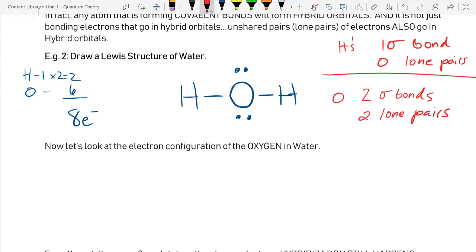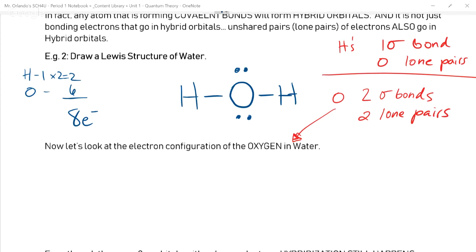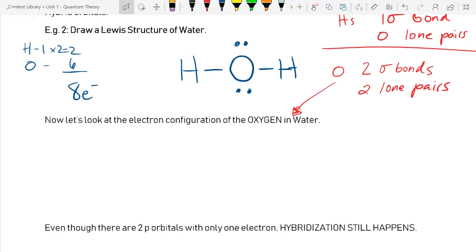And so what I want to do is draw an electron configuration of oxygen to see what it looks like. I could also draw an electron configuration of hydrogen. It'd just be really boring, so we're not going to do that. But oxygen, let's take a look. Well, actually, I will let you take a look.